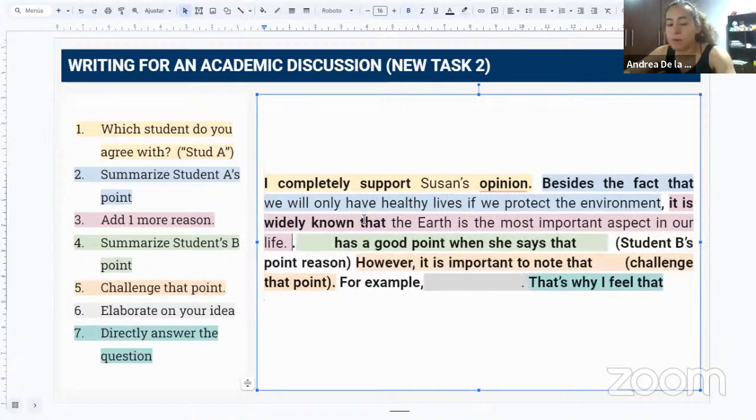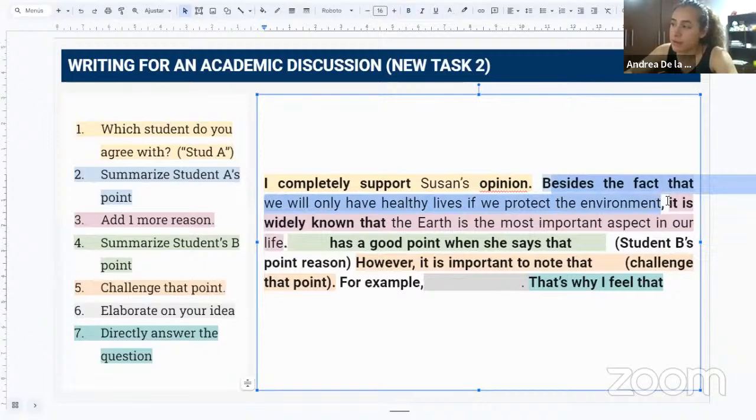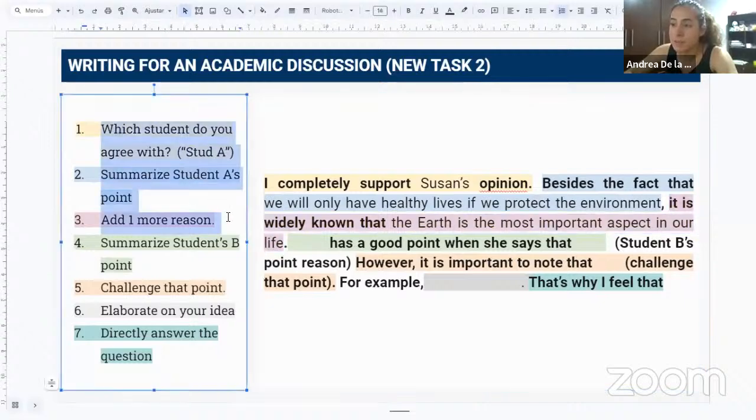Okay, so basically what we did, lo que hicimos es primero decir, estoy completamente de acuerdo con Susana, además de que solamente vamos a tener vidas saludables si protegemos el medio ambiente, es sabido que el planeta es lo más importante que tenemos, ¿no? Es el aspecto más importante de nuestra vida. Y ya, ¿no? Entonces he resumido la razón de Susana y he añadido mi propia razón. Ok, guys, esas son las tres primeras partes. ¿Se entiende hasta ahí? Do you guys have any questions so far?